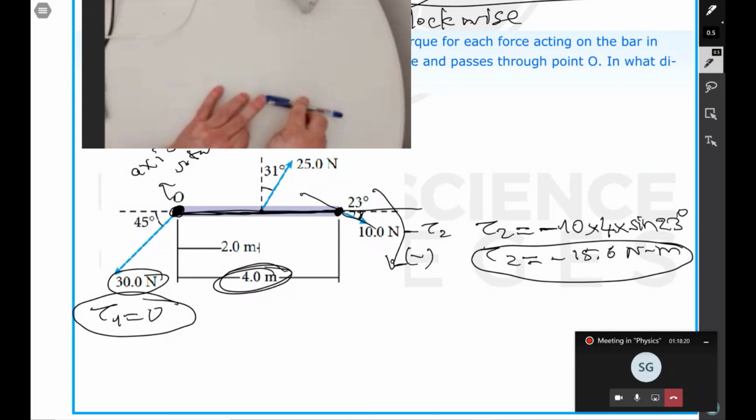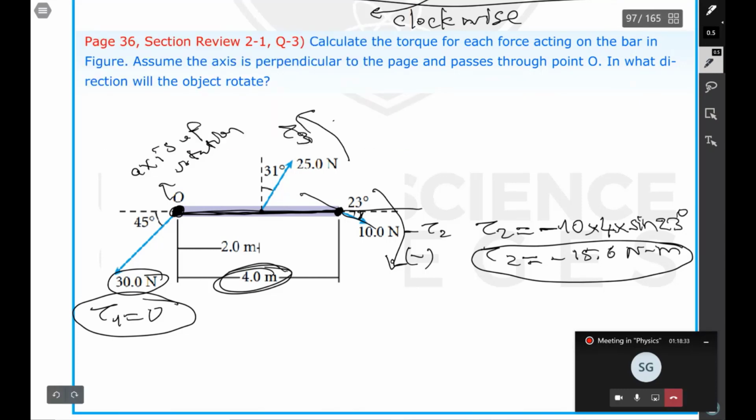This is the axis of rotation. Somewhere in the middle is the force. I am pushing my pen in the direction of the force, and then my pen starts to rotate counterclockwise. So the 25 Newton force causes a counterclockwise rotation, which is positive. So torque 3 must be positive. So let's calculate torque 3. Torque 3, which is positive.